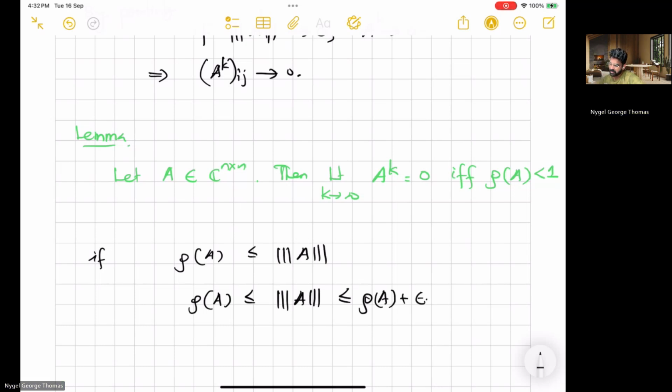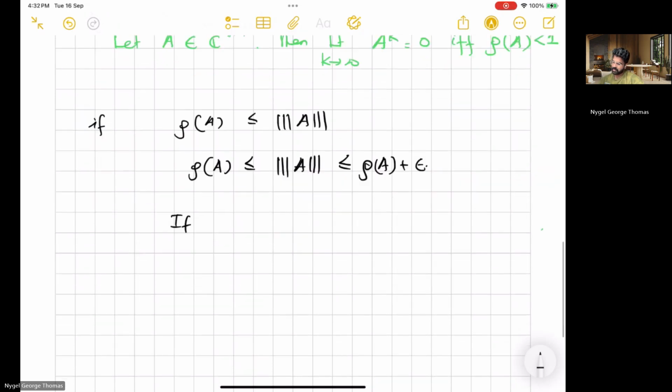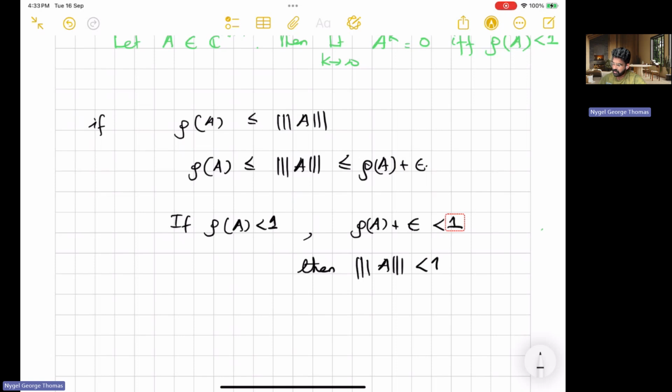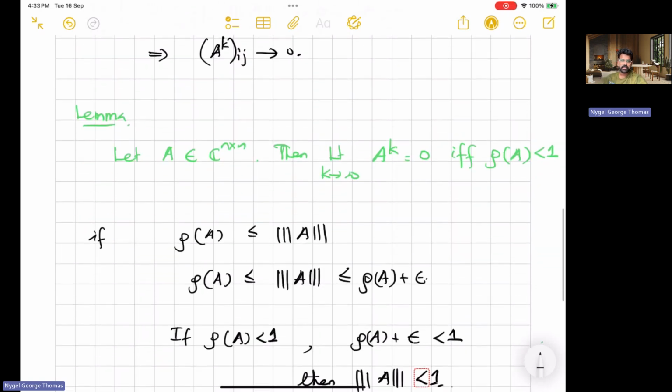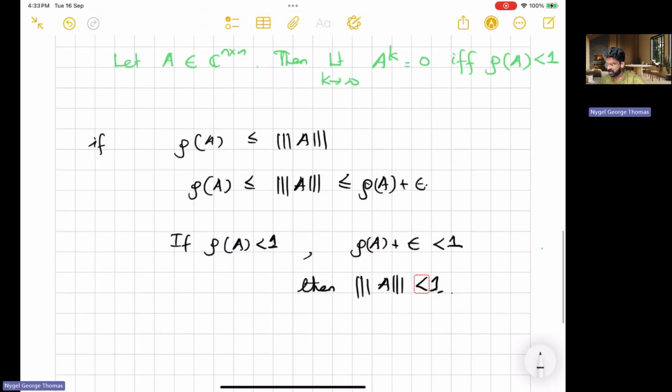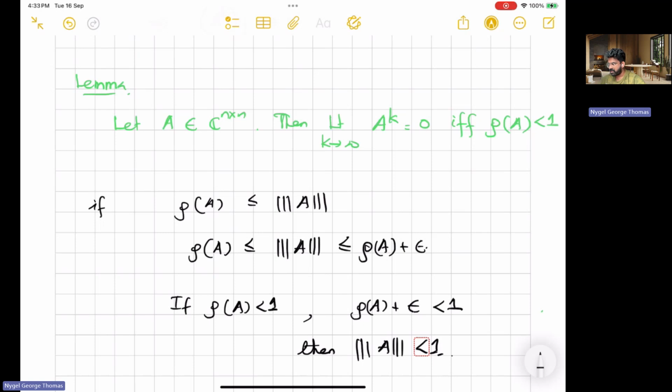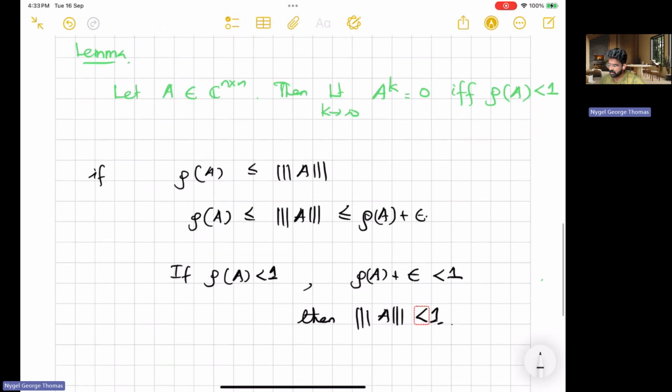So if rho of A is less than 1, we can find an arbitrarily close rho of A plus epsilon which is less than 1, then we can say this is some vector norm which is actually less than 1. And this is actually the previous condition. This is how we are proving this. Okay. So if rho of A is less than 1, we can prove that this is convergent.